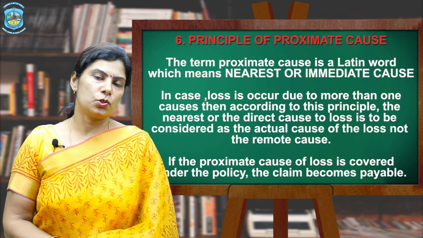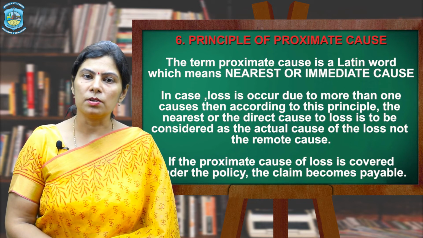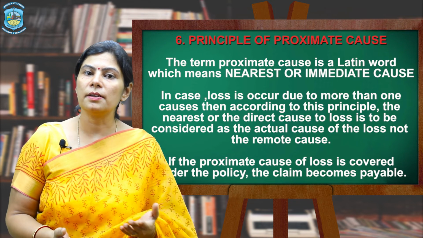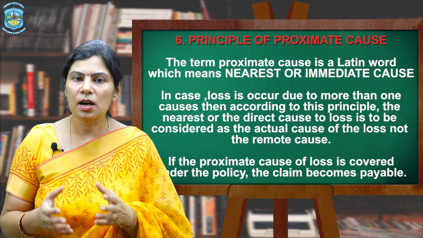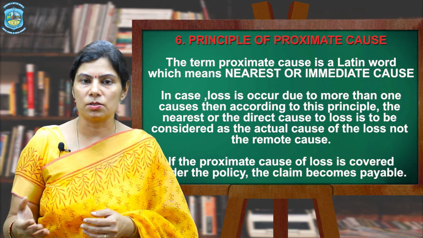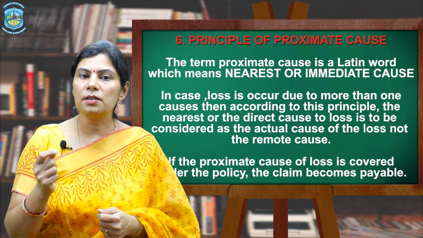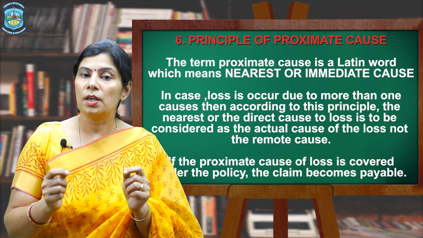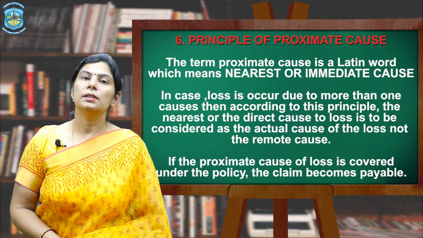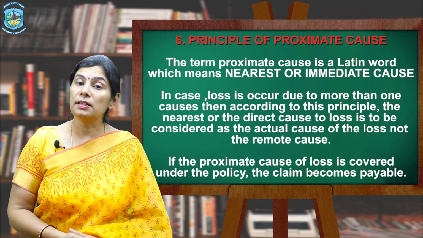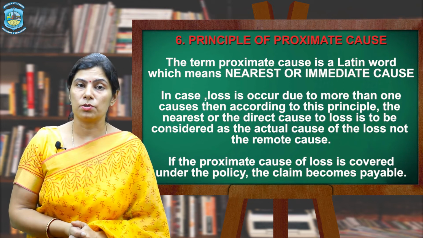The sixth principle of insurance is the principle of proximate cause. The term proximate cause is a Latin word which means nearest or the immediate cause. In case the loss occurs due to more than one reason, more than one cause, then according to this principle, the nearest or the direct cause of the loss is to be considered while compensating the insured. The nearest cause of the loss is considered as the actual cause of the loss and not the remote cause.